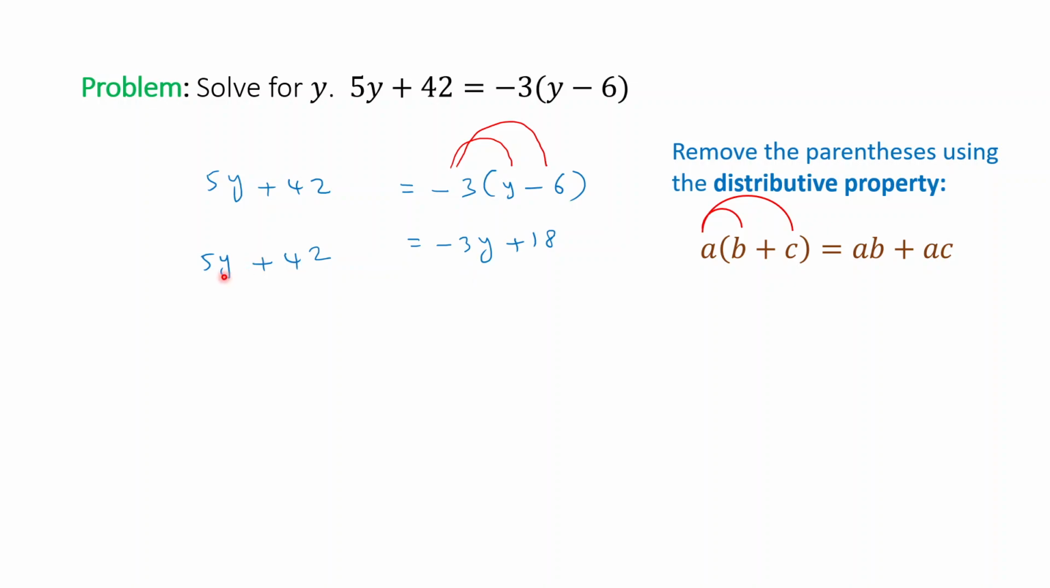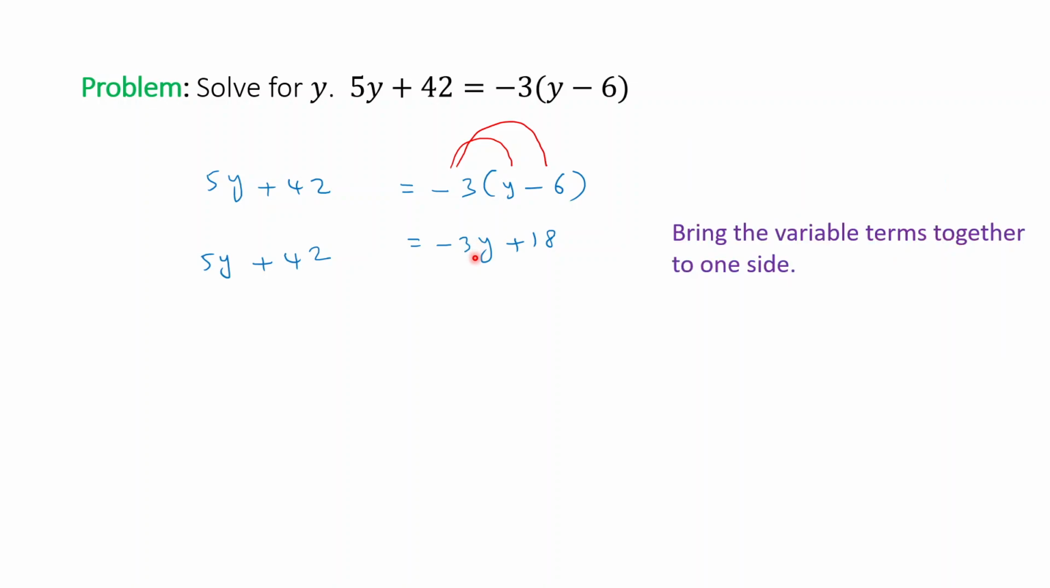You have the variable here and also here. What you need to do is, you need to bring the variable terms together to one side. I'm going to bring this to the left hand side. To bring this to the left hand side, you need to remove this from the right hand side. To remove this, you need to add 3y on both sides.